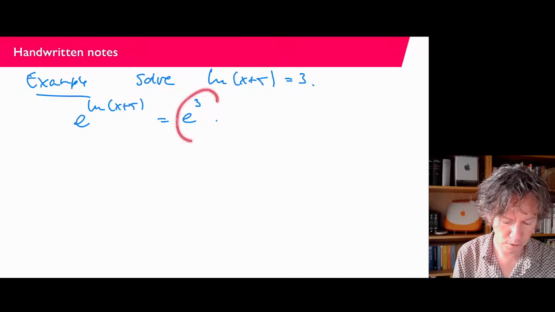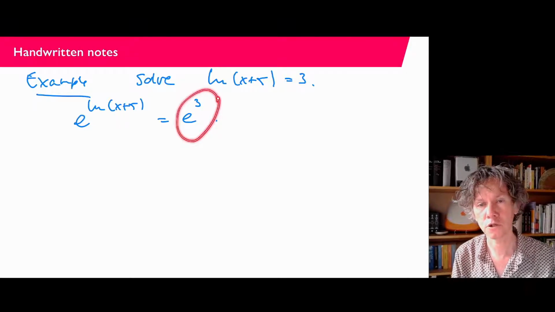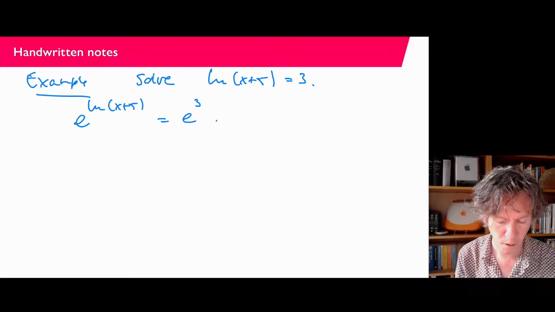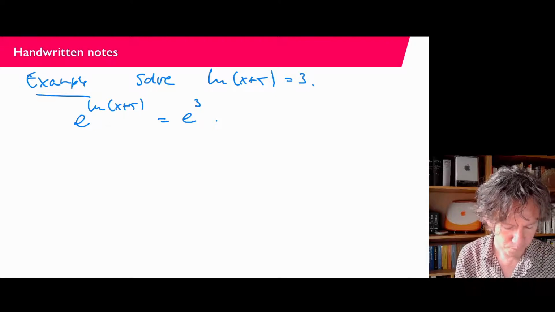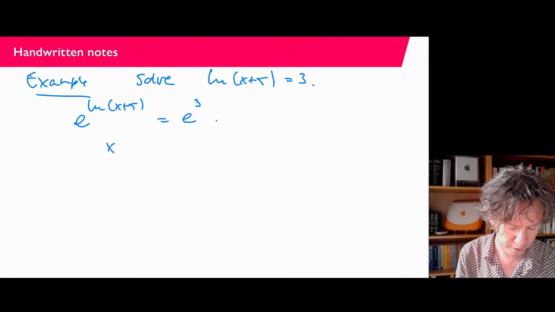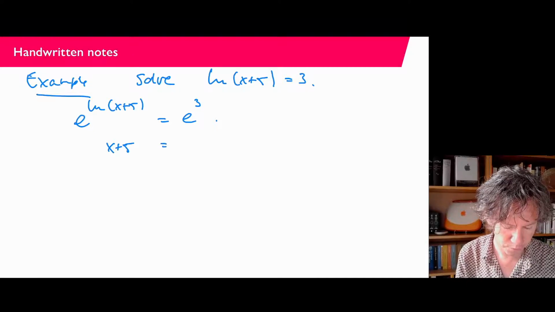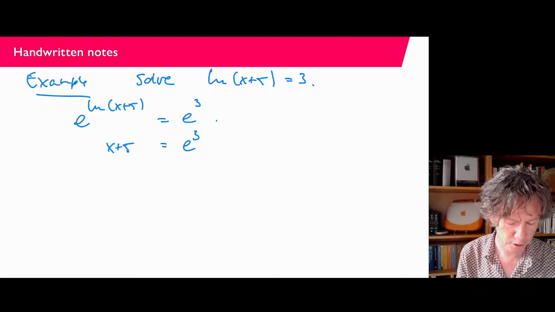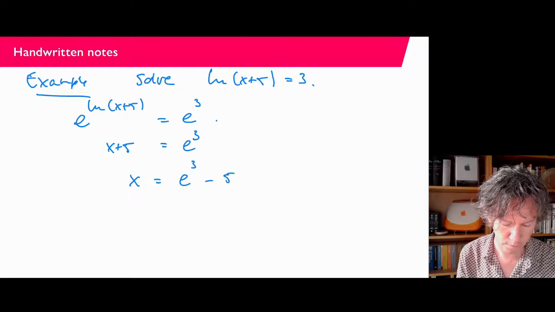So this is just a constant, right? e is something like 2.7. You can just punch this into a calculator and you will get a result. This is just a number, a constant. On the left side, e to the power ln, they cancel. So we find that x plus 5 equals e to the power 3. And you see that x itself is apparently e to the power 3 minus 5.